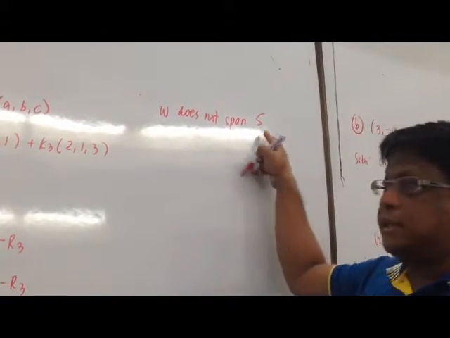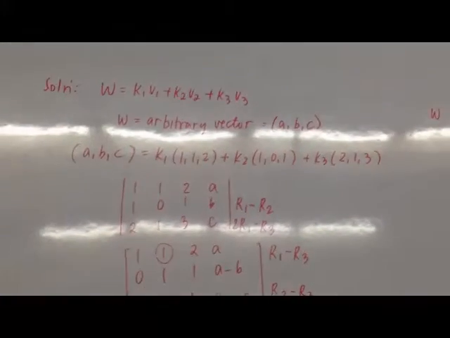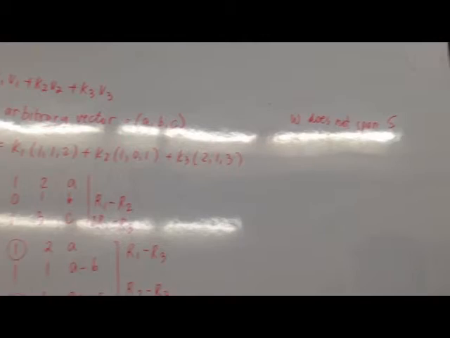And what is that set S, class? The set S contains V1, V2, and V3. Okay? We follow, class? So that is what we have for spanning. Okay?